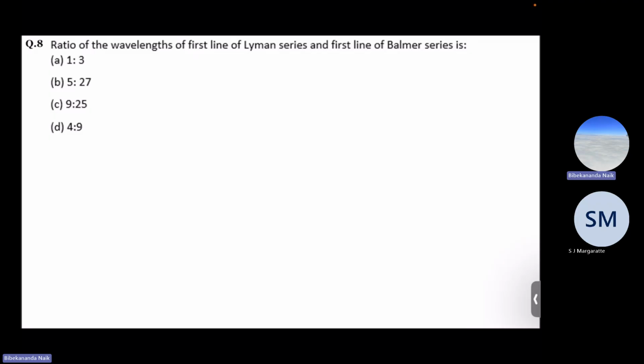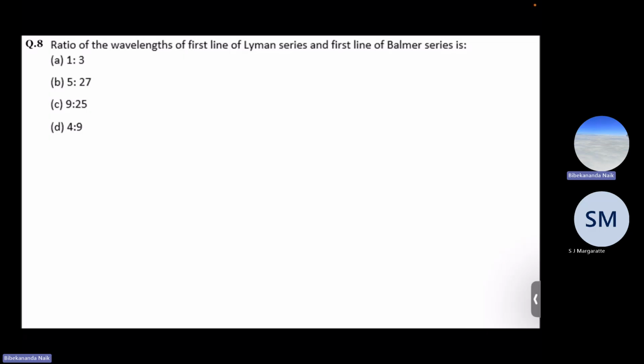Now question number 8. Question number 8 says, the ratio of the wavelengths of the first line of the Lyman series and the first line of the Balmer series is? Options are option A 1 is to 3, option B 5 is to 27, option C 9 is to 25, or option D 4 is to 9.